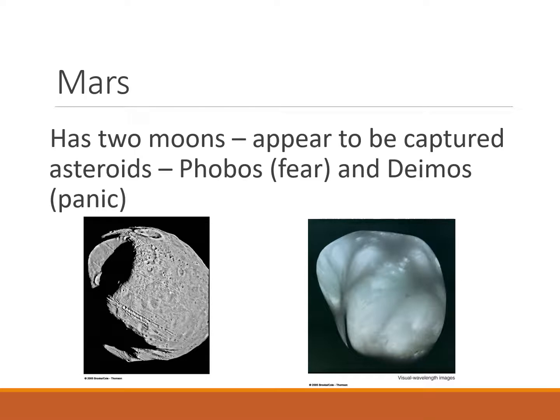Okay, Mars does have 2 moons. They do appear to be captured asteroids. They're not spherical in shape. They are Phobos and Deimos, which mean fear and panic. And since Mars is the god of war, they're pretty appropriate names for their moons.